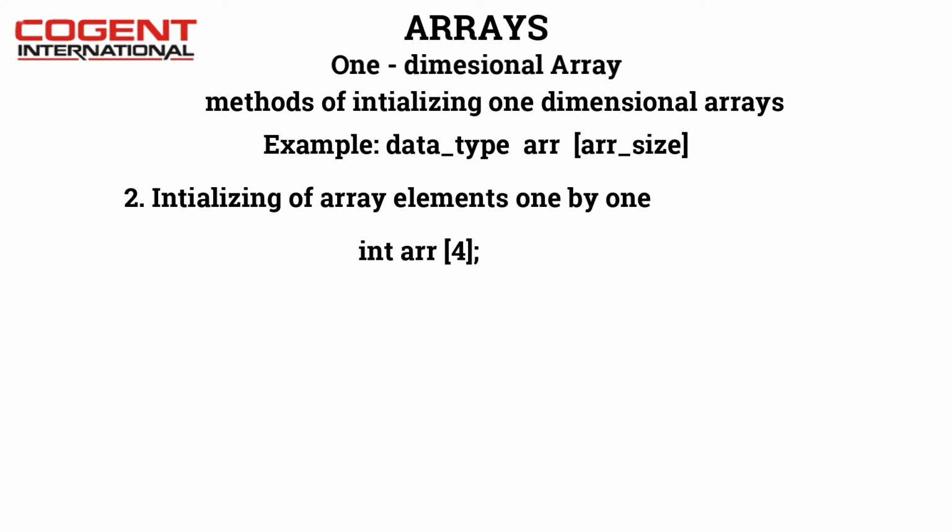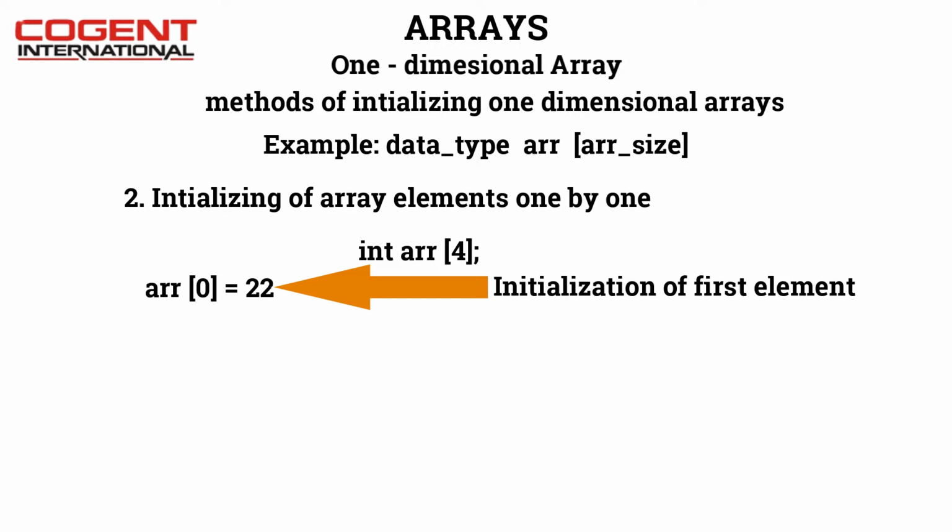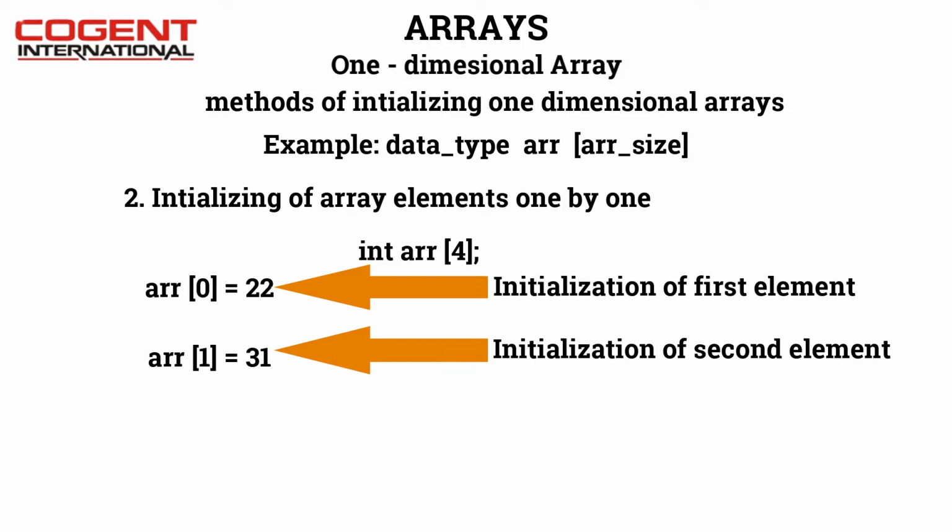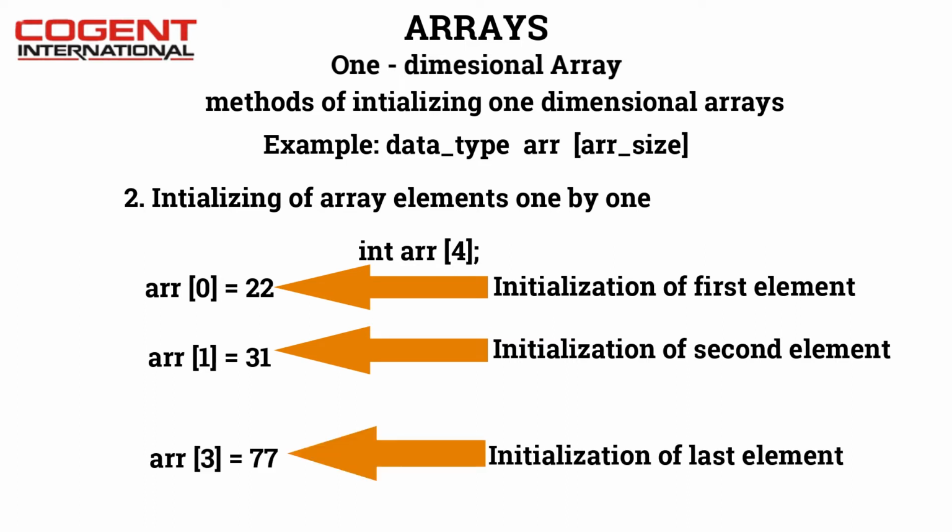The second type of initialization, of array elements one by one, can be done as below. Consider the declaration int array[4]. Here array[0] = 22 indicates initialization of the first element as 22, which is stored in the memory location array[0]. Then array[1] = 31 indicates initialization of the second element, and so on. The last element is indicated by a[n-1], since indexing starts from 0, where n is the size of the array. Here array[3] = 77 is the last element in this example.